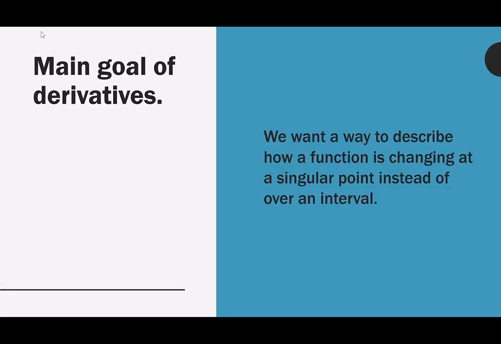So moving on, we want to get to derivatives. And the main goal of the derivative is not to have 2 points. We want a way to describe how a function is changing at a singular point instead of the 2 points that we talked about when we did the average rate of change.